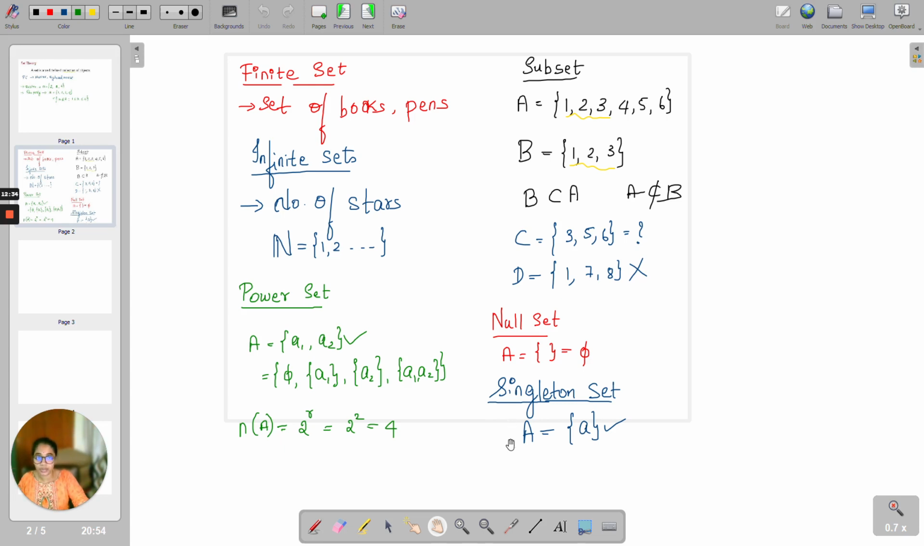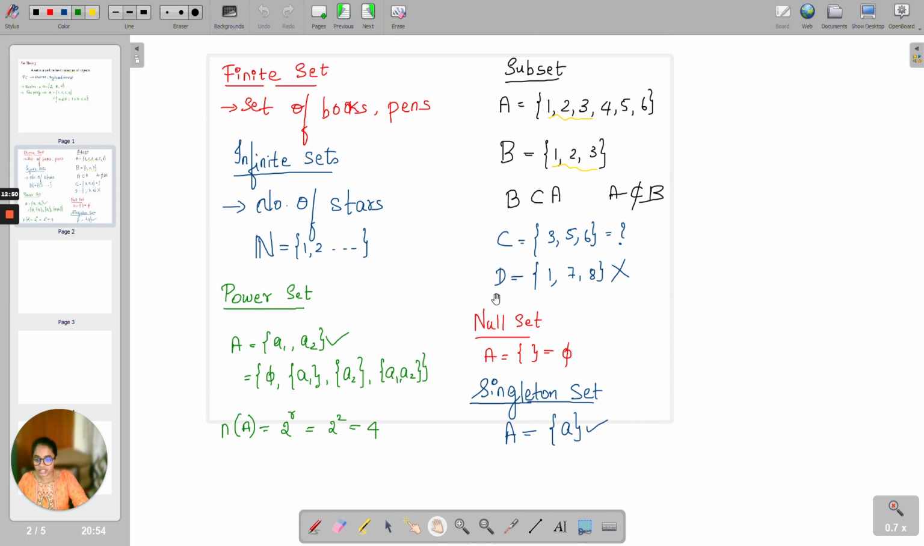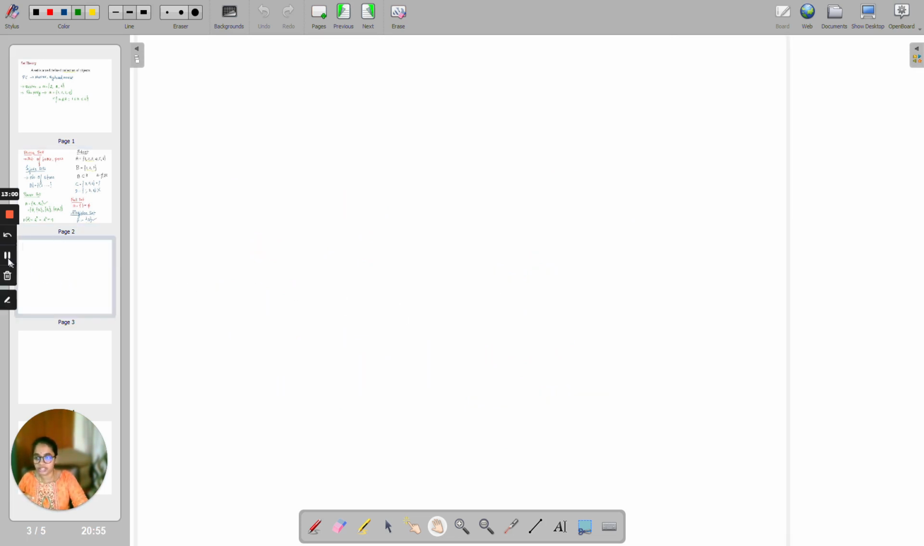Yes, what was a subset? If every element of B is present in the given set A, then I can write B is a subset of A. Then what was a power set? A power set is a set which contains all possible subsets of a given set.